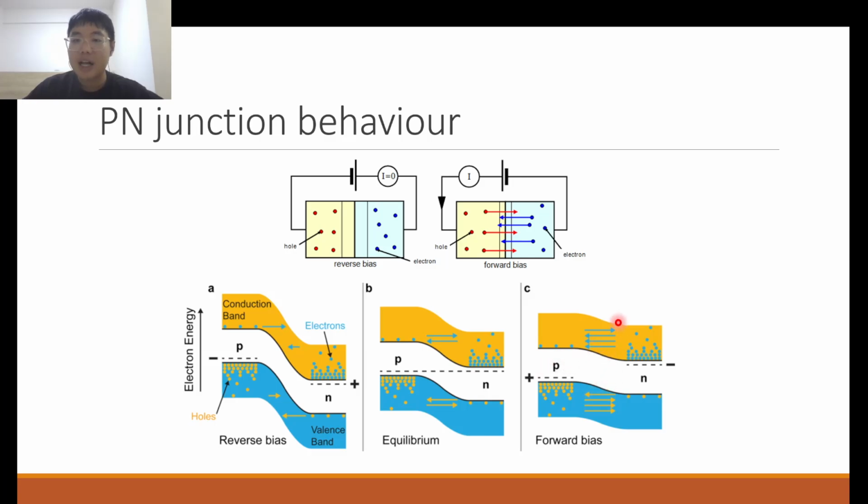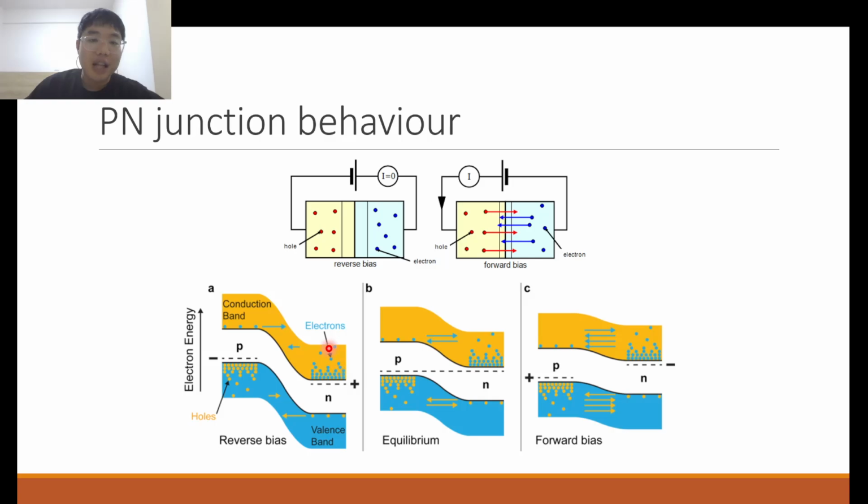So this makes it easier for electrons to move from the N to the P side, and holes to move from the P to the N side, because the gradient is not so steep. However, in reverse bias, the gradient becomes steeper.